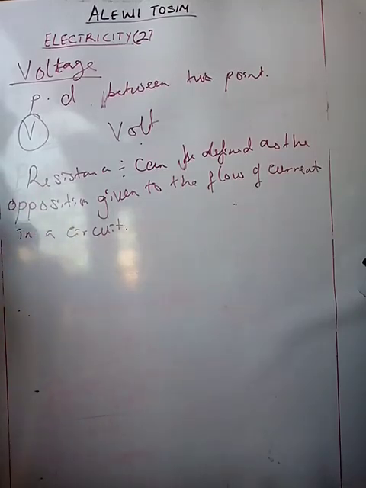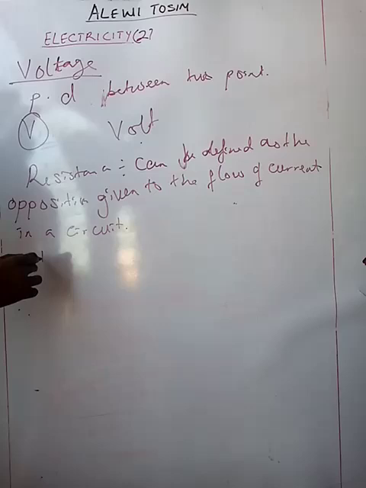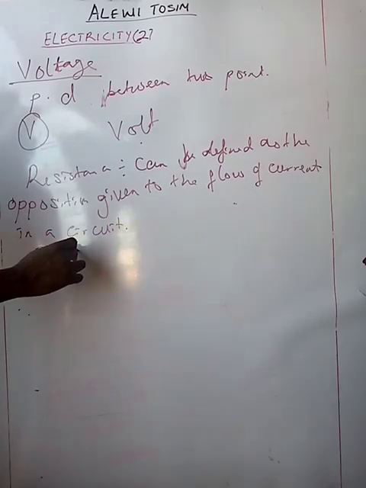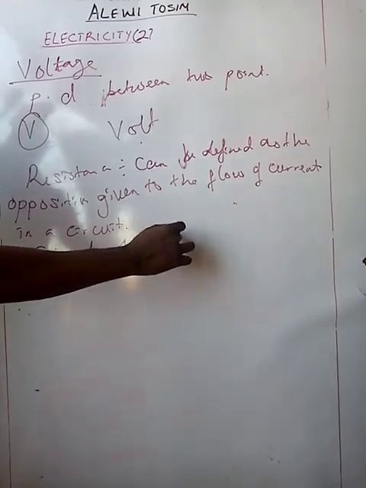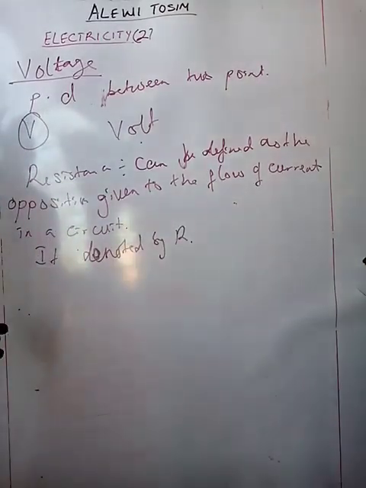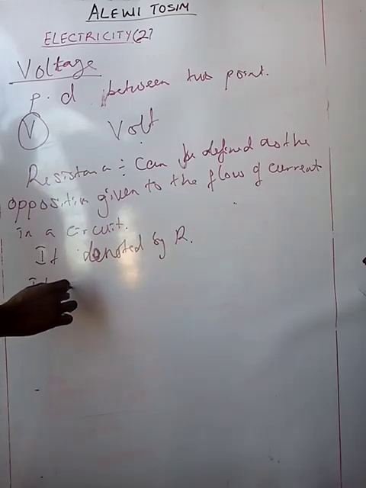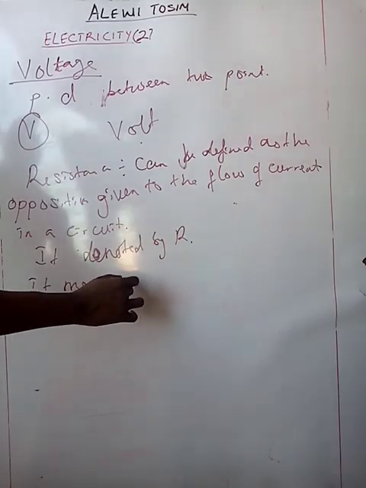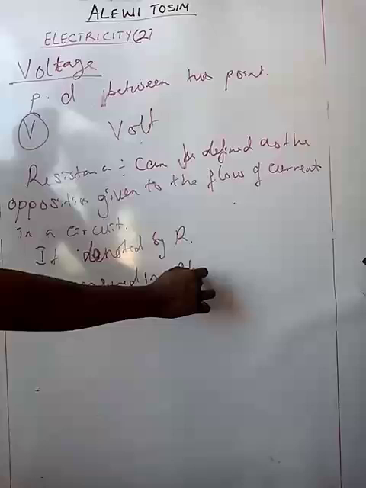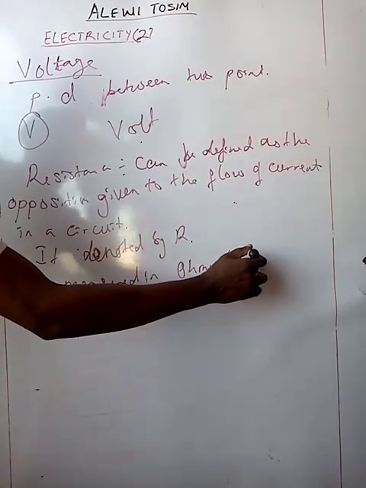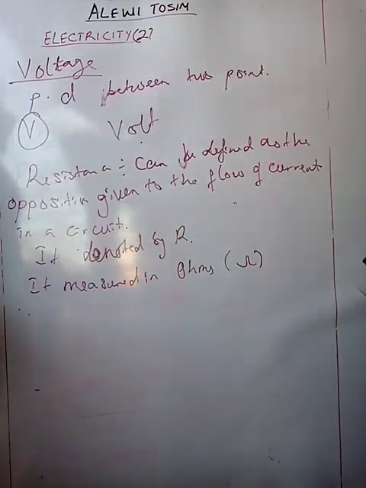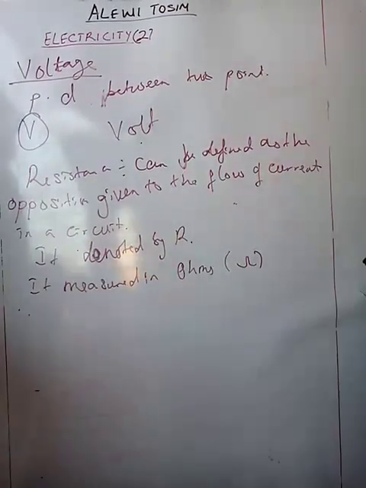Resistance is like a hindrance that obstructs current from flowing directly in a what? In a circuit. Resistance is denoted by R and is measured in ohms. Which is written like this. Resistance is measured in ohms. It is denoted by R. It is measured in what?